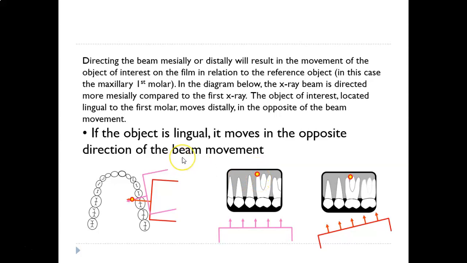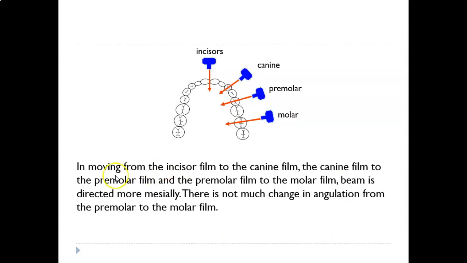Okay, let's keep going here. In moving from the incisor film to the canine film to the premolar film, and the premolar film to the molar film, the beam is always directed a little bit more mesial every time you move. When you're taking a full FMX, you're slowly moving in a slightly more mesial direction. When you take the incisors, you're just pointing straight posterior, and then as you come around, you're a little more mesial, a little more mesial, a little more mesial.